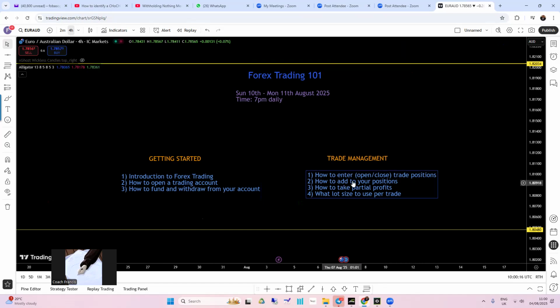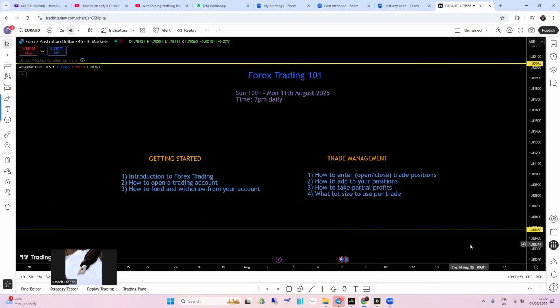Then, of course, we'll be looking at how to enter a trade, how to enter trade positions. I showed you a while ago, I am in 2 trade positions. So, how to enter positions, how to add to your positions. If you enter an initial position and you can tell from the analysis that the trade is going to go further in your direction, obviously you want more profit, so you add more positions or you open more positions. Any of the terminologies is correct.